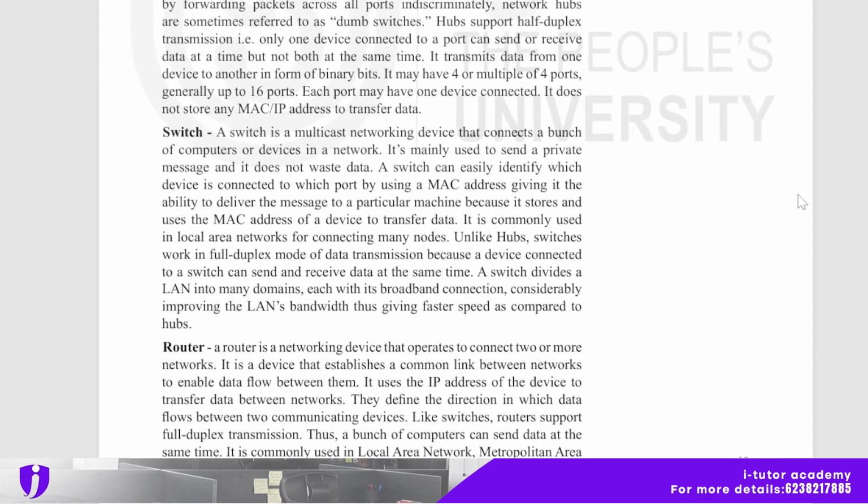Switch is there. A switch is a multicast networking device that connects a bunch of computers or devices in a network, and it is mainly used to send a private message, and it does not waste data. A switch can easily identify which device is connected to which port by using a MAC address, giving it the ability to deliver the message to a particular machine because it stores and uses the MAC address of a device to transfer data.